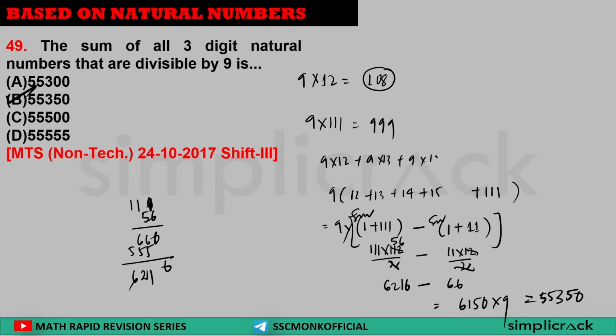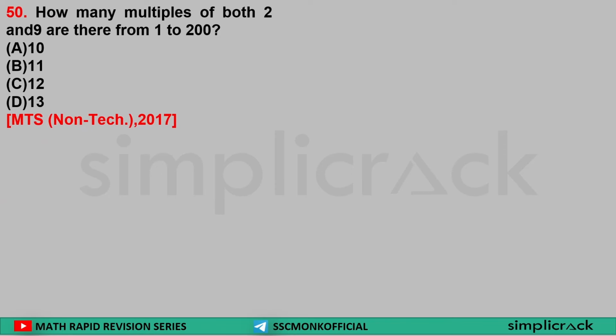That's all. Next. How many multiples of both 2 and 9 are there from 1 to 200? Both 2 and 9 means what? 18. Sir, 18 ones are 18, and so on. Sir, 18 into 12 is equal to 18 ones are 18, 18 twos are 36, that means 216. So I'll write 18 into 11, that is equal to 198.